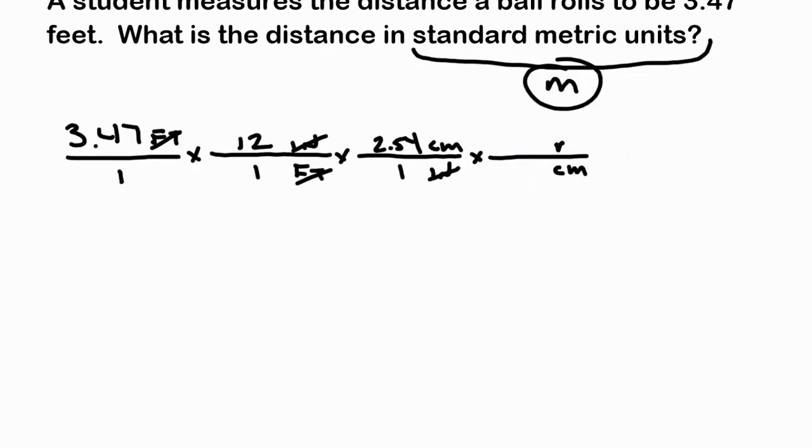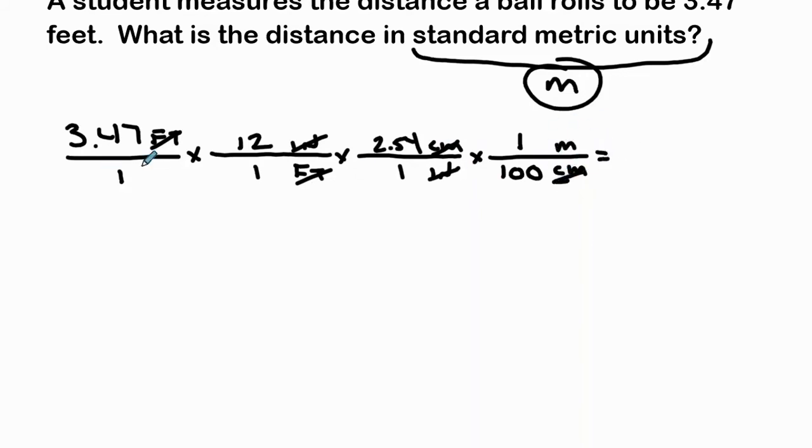Is there a relationship between centimeters and meters? Yes, there is. Let's ask ourselves, which is bigger, a meter or a centimeter? Well, a meter is bigger. So in 1 meter, how many centimeters are there? Well, centi means 100, right? 100 cents in a dollar. So there are 100 centimeters in 1 meter. Those two values are equal. So now my centimeters cancel, and I'm left with only meters.